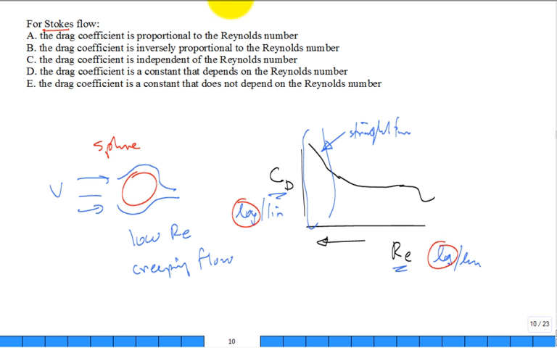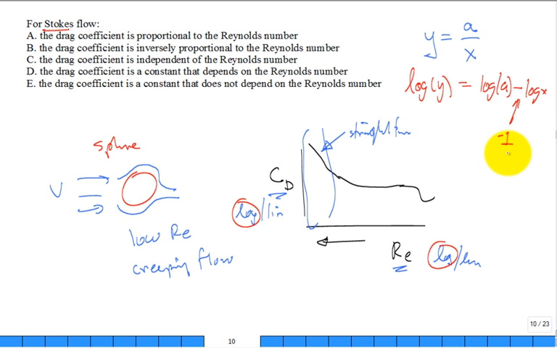So if you have a function, let's say y is equal to a over x, and I take the log of both sides, what do I pick up? I pick up the log of a, or just another a, minus the log of x. What's that coefficient? It's negative right there. It gives me the downward slope. So basically, C sub D is a constant divided by the Reynolds number.